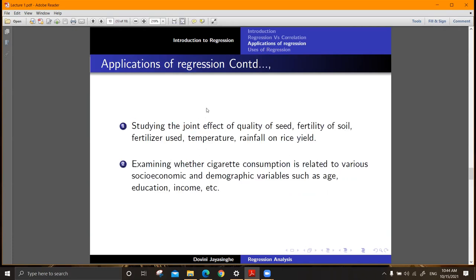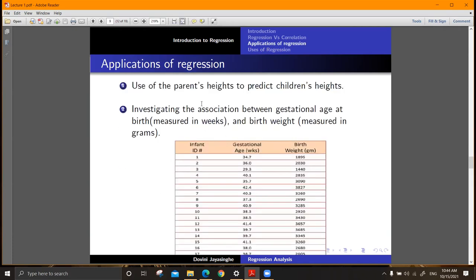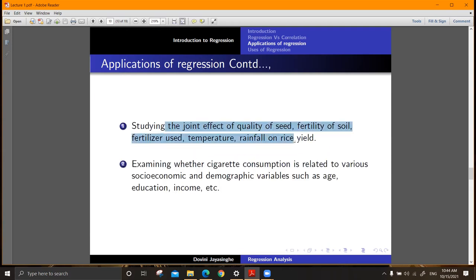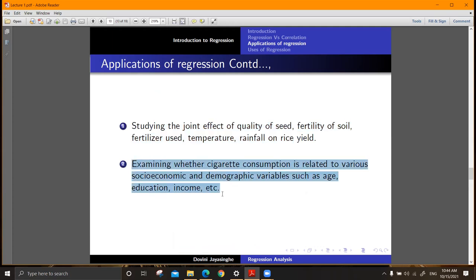Even as you were going through these examples, you might have noticed that this relates to medicine, this relates to maternal health, right? This relates to agriculture, this is related to social data or demography. So statistics is universal. It is applied in medicine, engineering, chemistry, physics, those sciences. It's highly multidisciplinary, even in sports. So whatever it is, regression is playing a major role, because people come to us asking for help to analyze their data set.